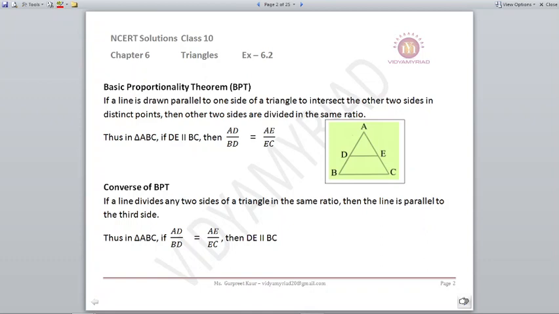This is the basic proportionality theorem, and we can have the converse of BPT, in which if a line divides any two sides of a triangle in the same ratio, then the line is parallel to the third side. Now we are given that AD upon DB is equal to AE upon EC. If this happens, it means that DE will be parallel to BC. Now this whole exercise is based on this theorem. Let's continue with the exercise.